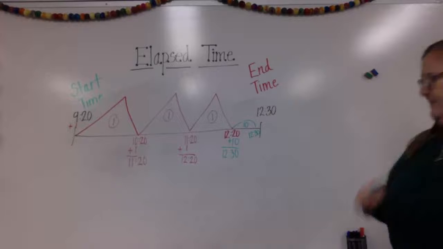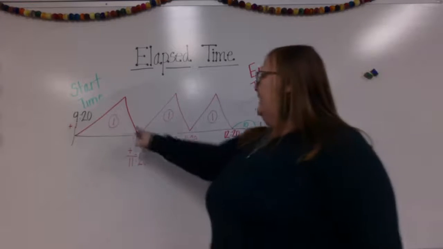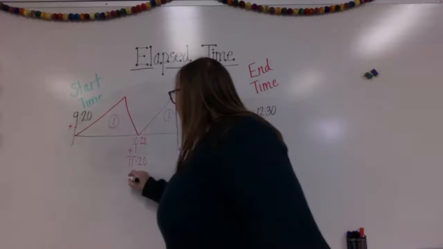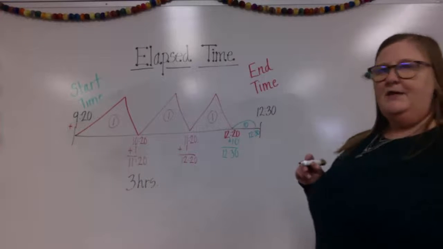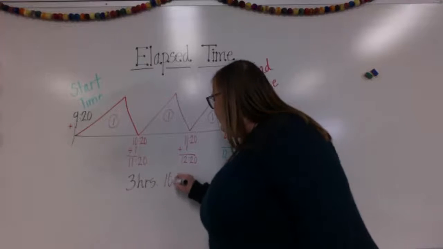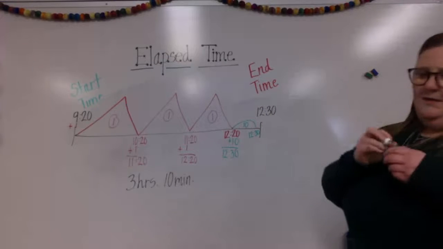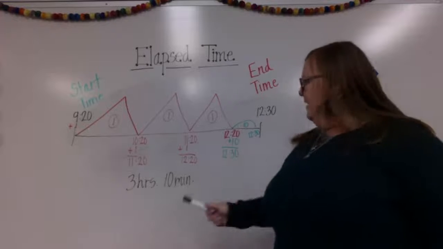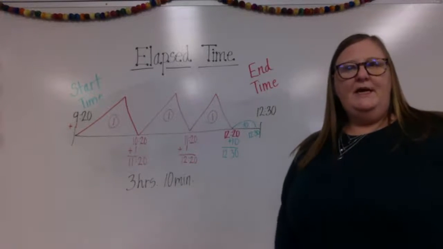So the last thing we have to do to figure out the elapsed time is start and count our mountains. 1, 2, 3 mountains. 3 mountains equals 3 hours. And we count our minutes. We only have one little minute hill that's worth 10 minutes. So the time it took from them playing when she first got to her house until she left was 3 hours and 10 minutes.